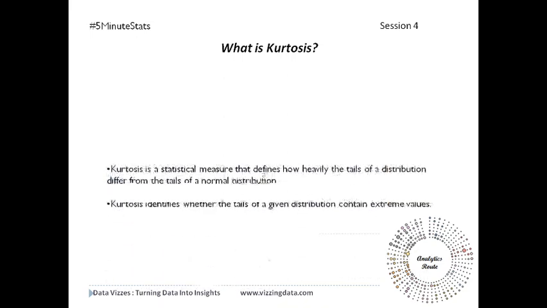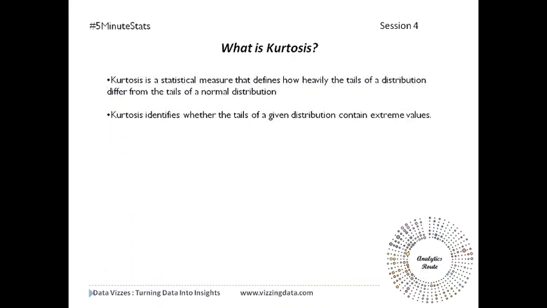Coming to the next descriptive, which is kurtosis. Let's try to understand what we mean by kurtosis. Kurtosis is a statistical measure that defines how heavily the tails of a distribution differ from the tails of a normal distribution. It identifies whether the tails of the given distribution contain extreme values or not.